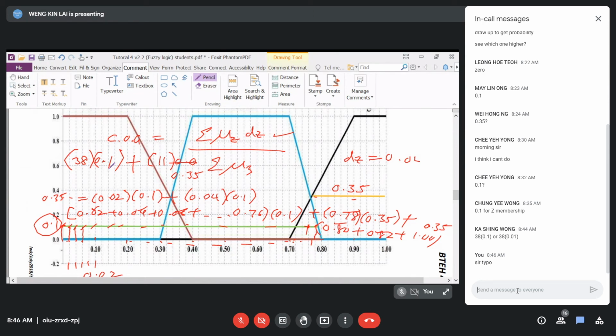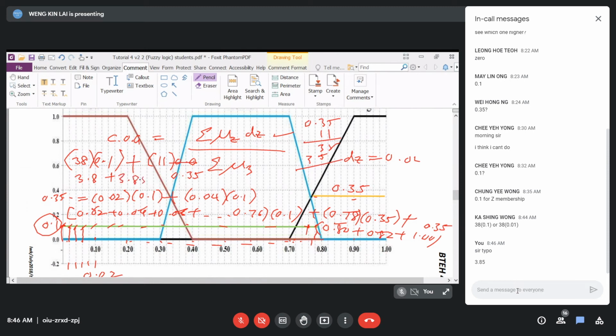38 times 0.1. So this will be what? 38 times 0.1 will be 3.8, right? 3.8 plus my... now this one, can someone help me with this? 0.35 times 11. So you have 3.85, isn't it? 3.85. Is it correct? Right. 3.85. Good. So add up together, what do you get?